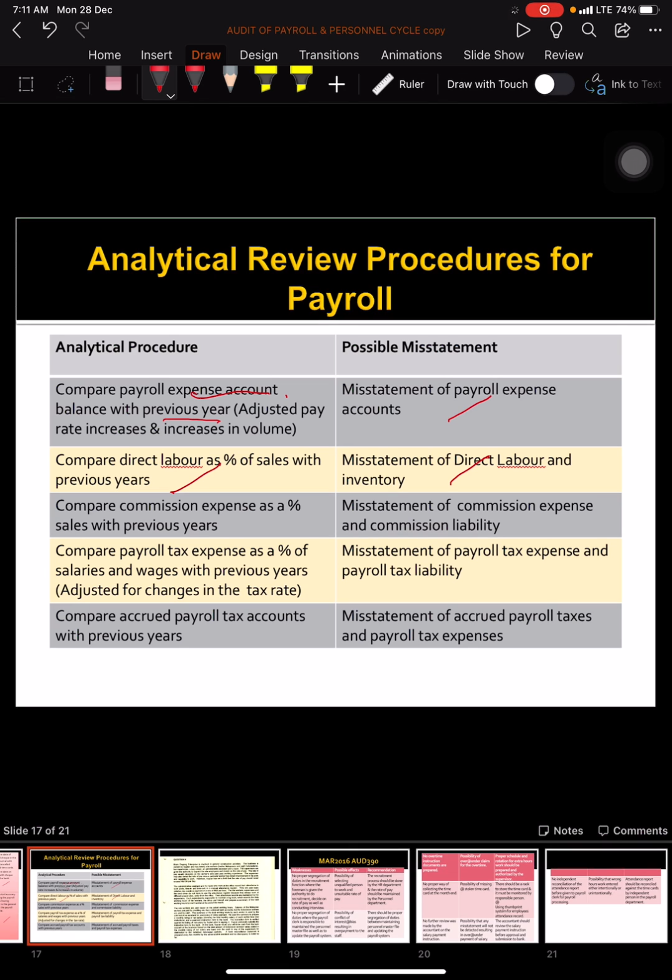This one we compare commission expense as a percentage of sales with the previous year. So this one also we can find misstatement. This one we compare payroll tax expenses as a percentage of salaries and wages with the previous year. This one also will show misstatement. So what else can we compare? Compare the accrued payroll tax account with the previous year. This one also can show you any misstatement.